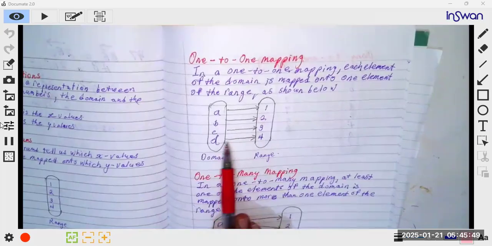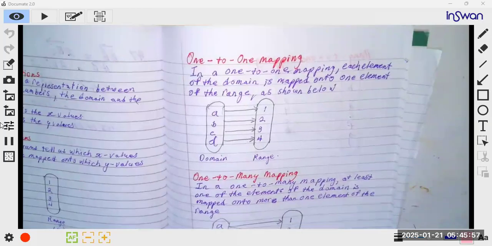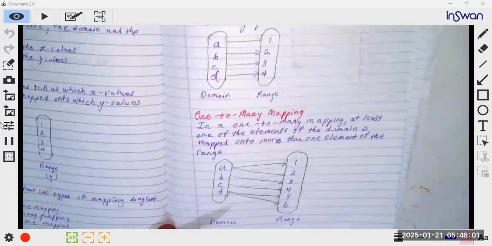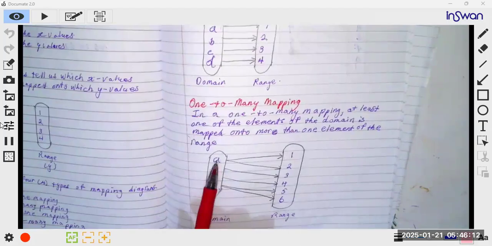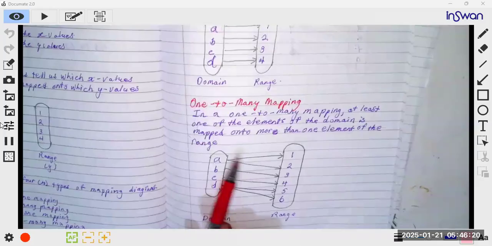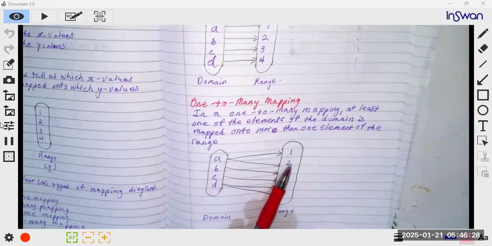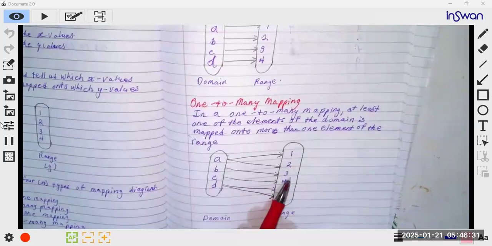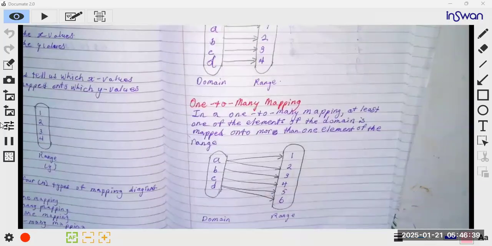Now, the second type is one-to-many mapping. In a one-to-many mapping, at least one of the elements of the domain is mapped onto more than one element of the range. Take, for instance, A is mapped onto 1 and 2, whereas B is mapped onto 3, C is mapped onto 4, but D could be mapped onto 5 and 6. So this is what we mean by one-to-many. One element of the domain is mapped onto more than one element of the range.